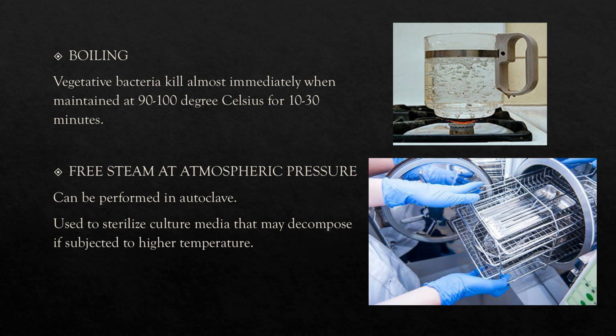Next we'll be learning about boiling. Boiling kills vegetative bacteria if the temperature is maintained at 90 to 100 degrees Celsius for 10 to 30 minutes. Next is free steam at atmospheric pressure. This is performed basically in an autoclave. It is used to sterilize any culture media that may decompose if subjected to higher temperature.